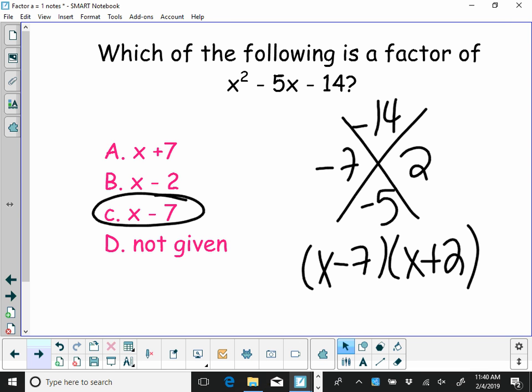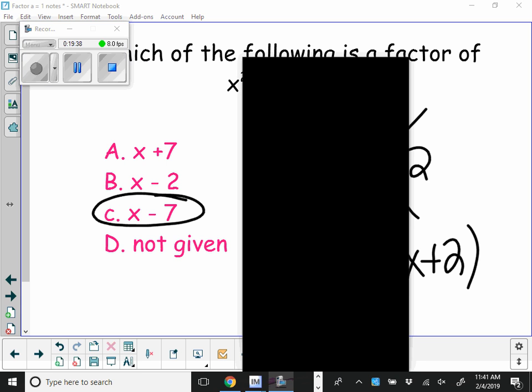Okay? But overall, this is just a way to make sure you know how to factor, not just know how to multiply. Okay? All right, we good on factoring? Okay, quiz tomorrow on GCF, don't forget.